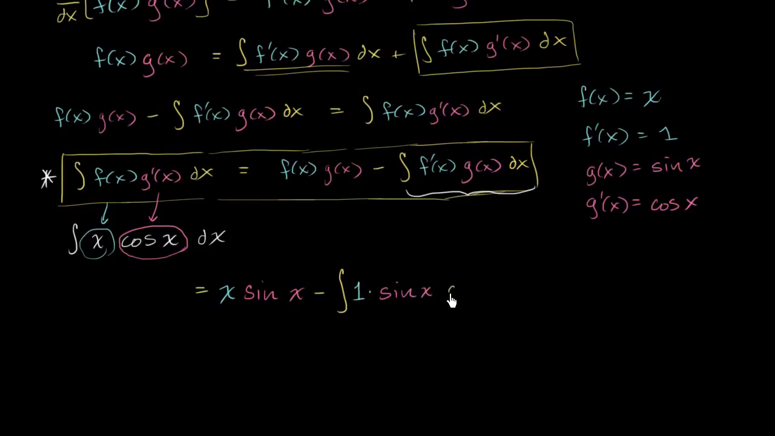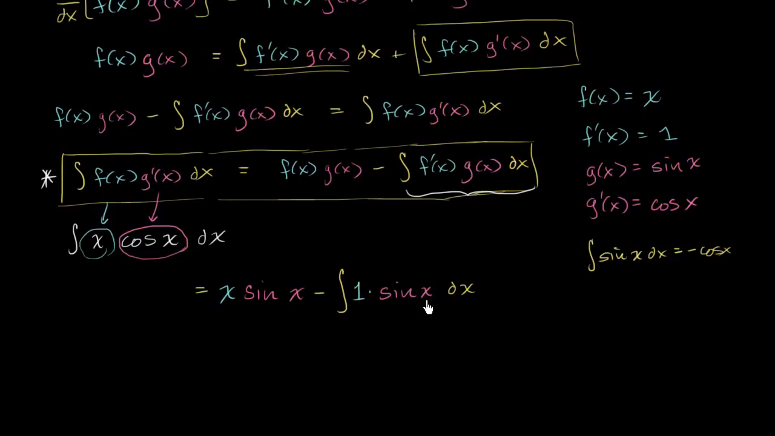Now, this was a huge simplification. I went from trying to solve the antiderivative of x cosine of x to now I just have to find the antiderivative of sine of x. And we know the antiderivative of sine of x dx is just equal to negative cosine of x.